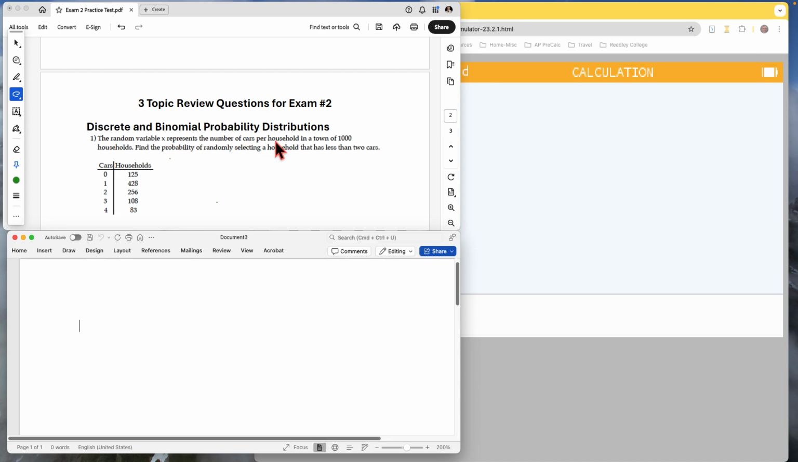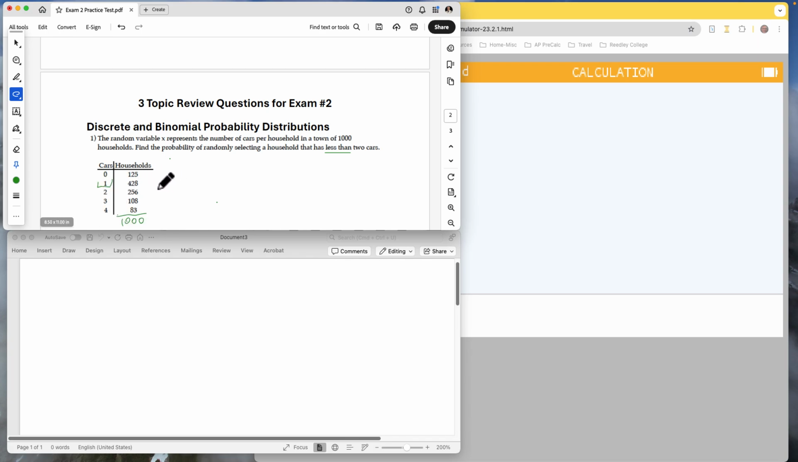A random variable x represents the number of cars per household in a town of 1,000. So we know that if we were to total this up, we should have 1,000. Find the probability of randomly selecting a household that has less than 2 cars. Strictly less than 2. They could have 1, 2, 3, 4, but less than 2 would mean they have 1 or 0. So we're just counting these 2.